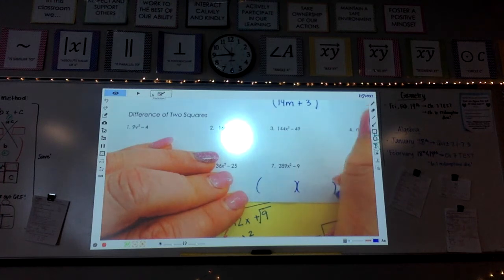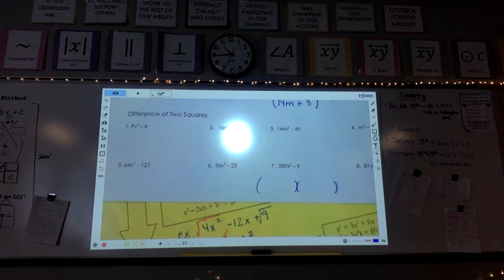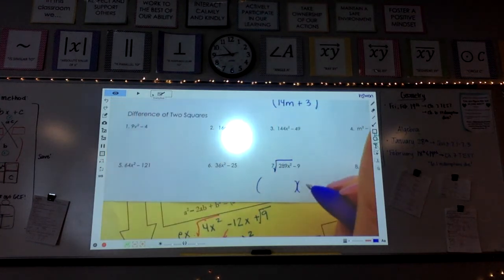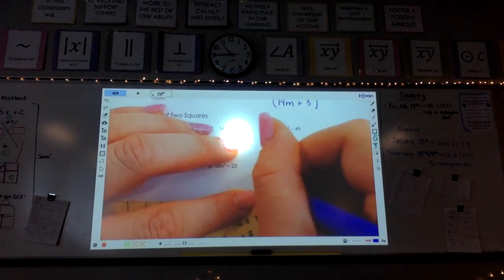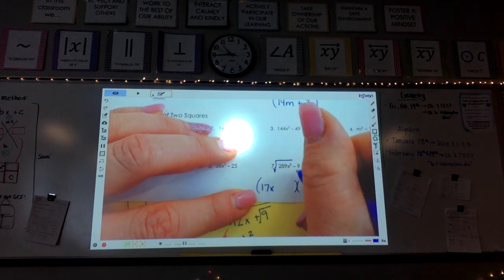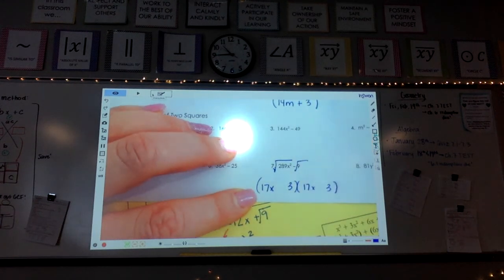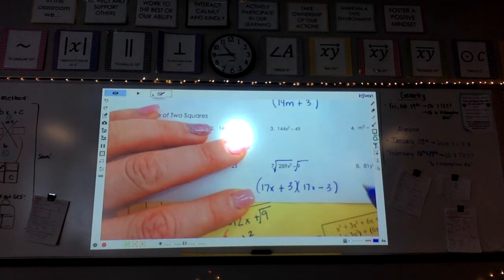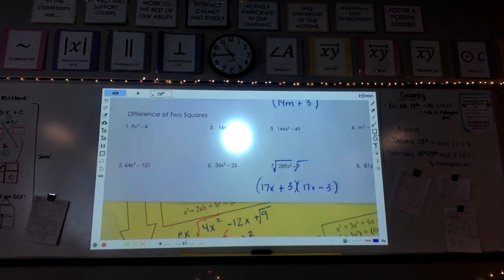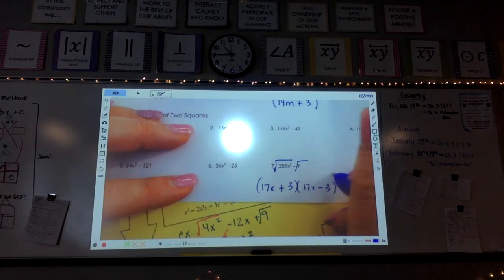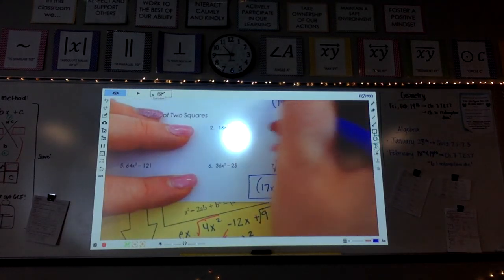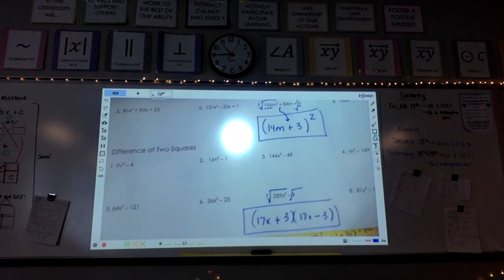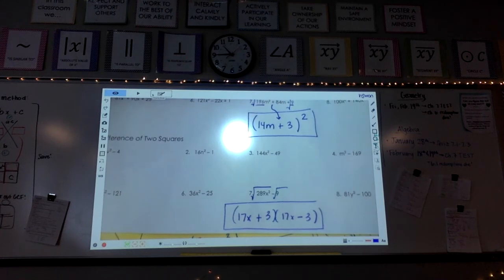So 7 is a difference of perfect squares. I think these are pretty easy to see because it's only 2 terms instead of 3. What's the square root of 289x squared? 17x. And the square root of 9 we just said was 3. And in this pattern, one's plus, one's minus. And I remember that because there's no middle term, so that's what would make 0, the plus and the minus together. And that's your answer. So once I tell you up front, like, hey, you're using this pattern, the pattern itself is not difficult if you know how to take square roots.